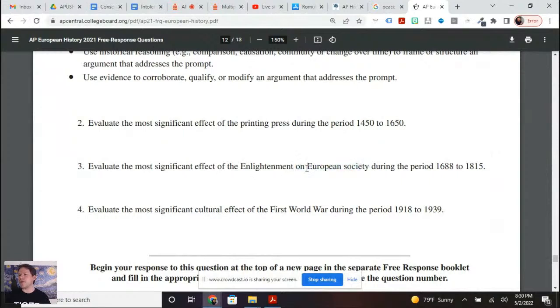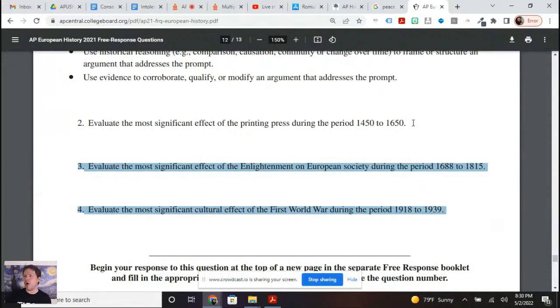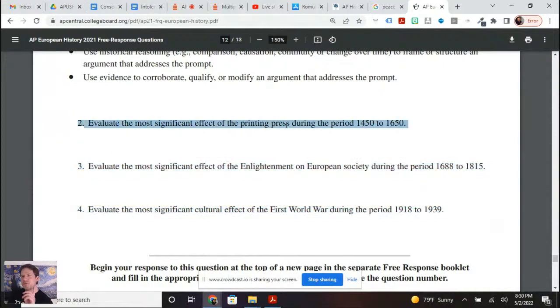Now note here, this is something that we need to think about, because this is a very open-ended prompt. It just asks for the most significant effect of the printing press. Remember, the first LEQ is always going to come from the so-called period one. Always. And the 3 and 4 will always come from periods 2, 3, and 4. So there's always going to be an LEQ from the early part. But you notice here, with the printing press, I'm getting carte blanche. I just have to go into any significant effect or effects of the printing press.